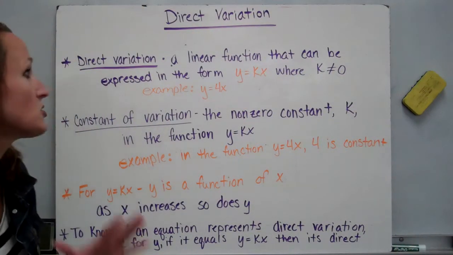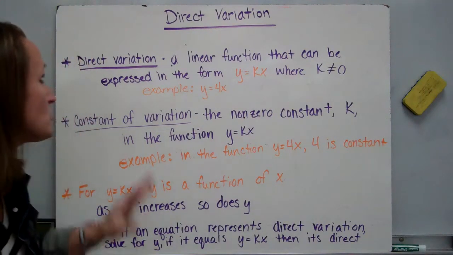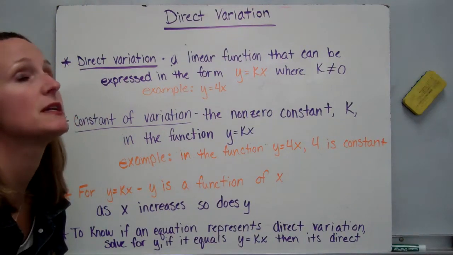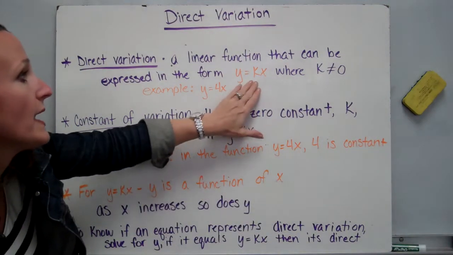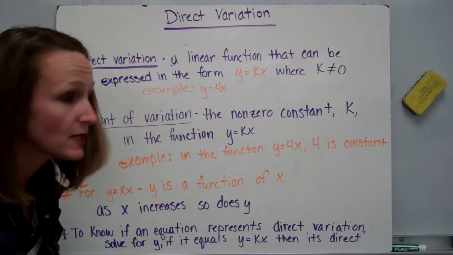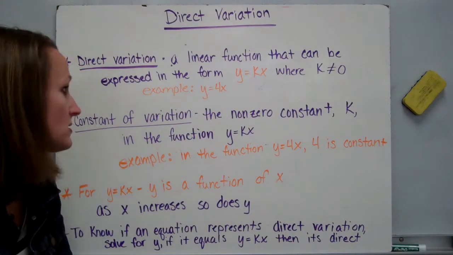In this video, we're going to discuss direct variation. There's a couple of definitions that you need to know as we begin. The first one is, what is direct variation? Well, direct variation is a linear function, and linear just means it forms a line, that can be expressed in the form y equals kx, where k is not equal to 0. For example, y equals 4x. That would be an example of direct variation.